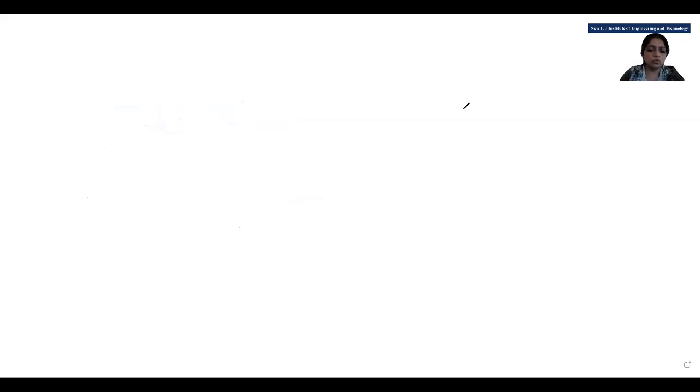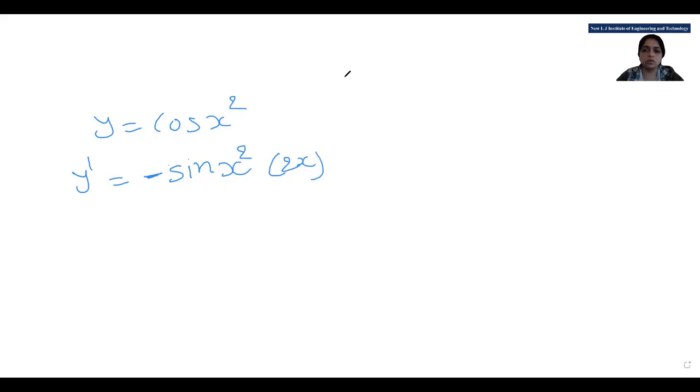Now, if we move on to the derivative side, find dy by dx for cos x square. What is y dash or dy by dx? It would be minus sine x square into 2x.